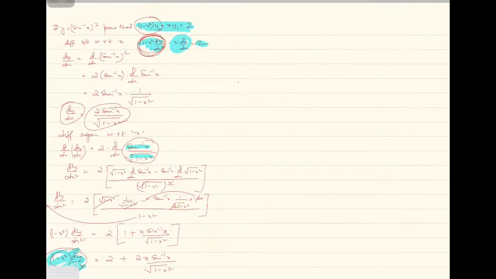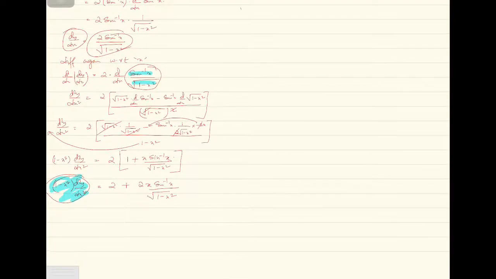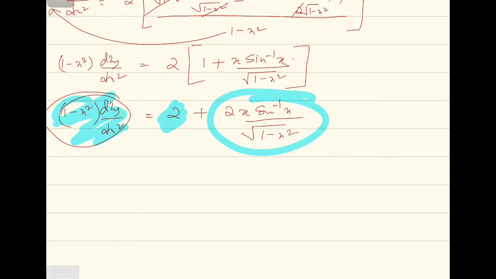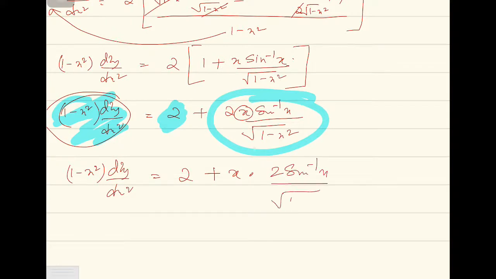Then next I have x dy by dx, so I don't have that. And I have 2 as well, so I have 2 here. So from here basically I need to get x dy by dx. Let's separate the x from there. So I get (1 minus x square) d2y by dx square equals 2 plus, can I separate the x? So remove x, and then the leftover is 2 sine inverse x divided by under root 1 minus x square.